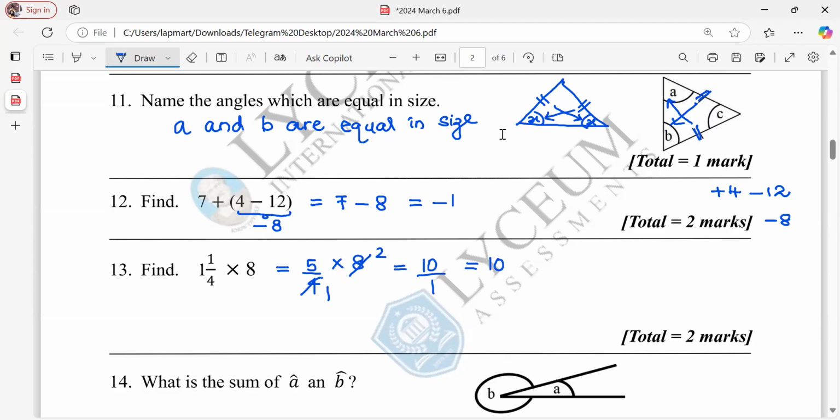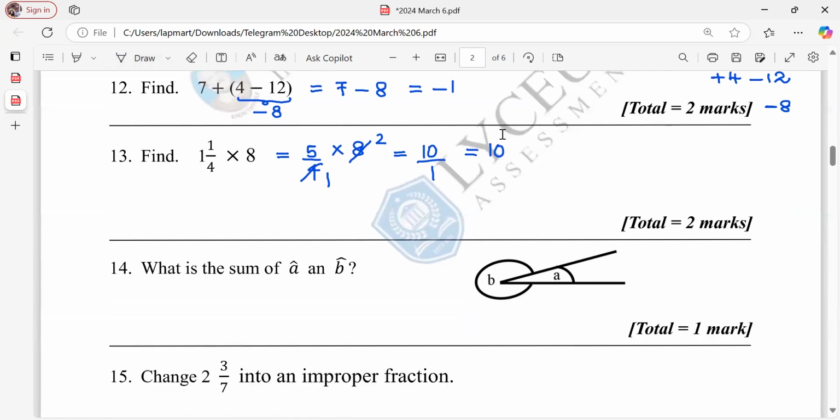Okay, I'll double check this. 4 times 1, 4. 4 plus 1, 5. And 5 over 4 multiplied by 8. 8 and 4 we can simplify, that becomes 2. 5 times 2, 10. Right. Then we will move to the next one, where we want to find the sum of A and B.